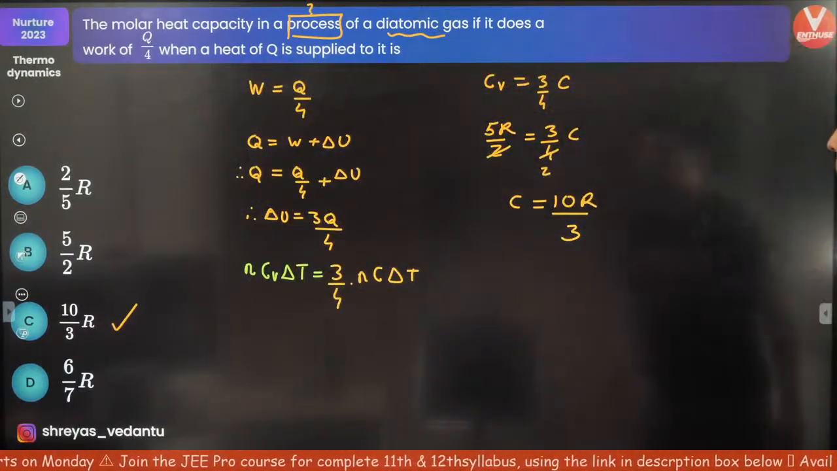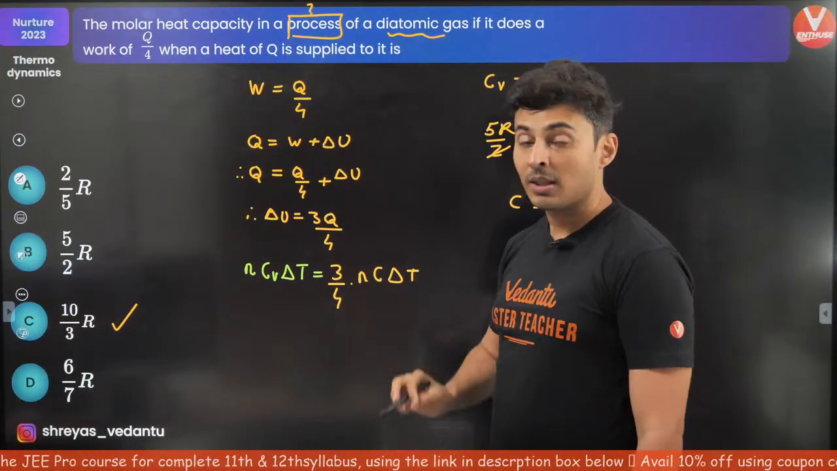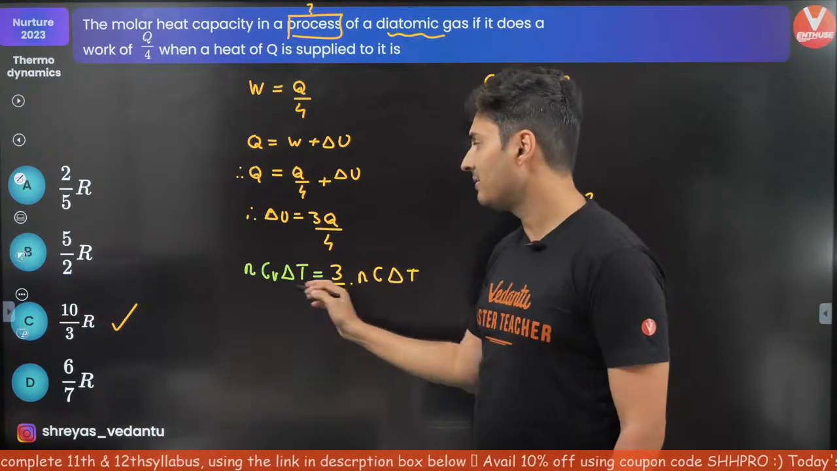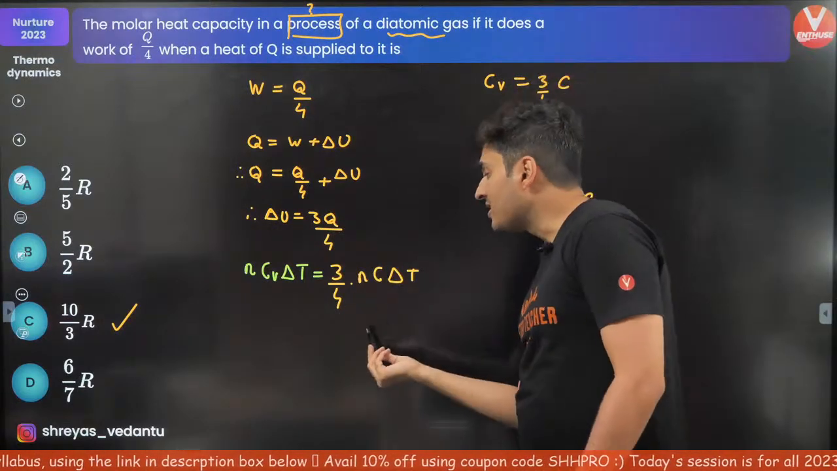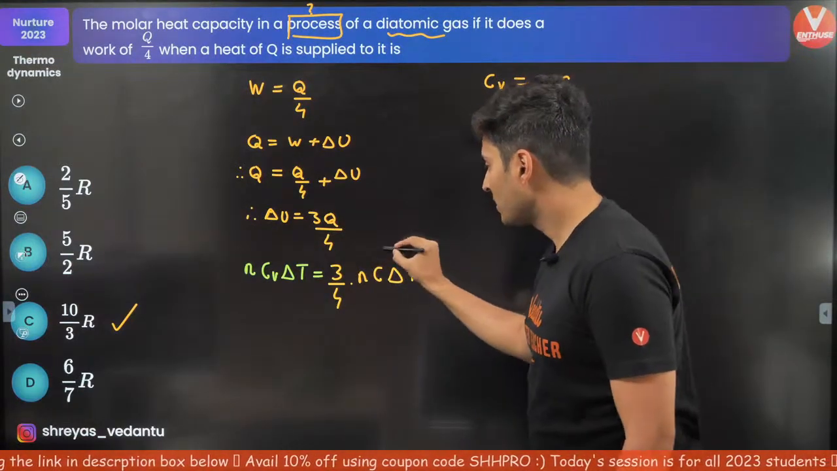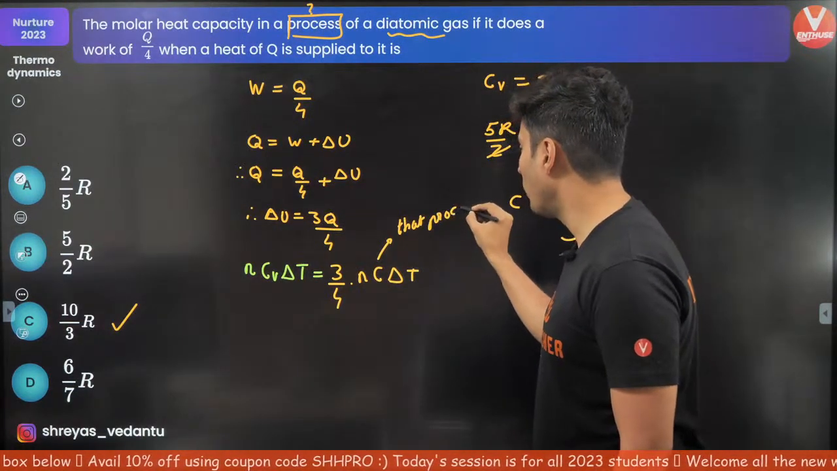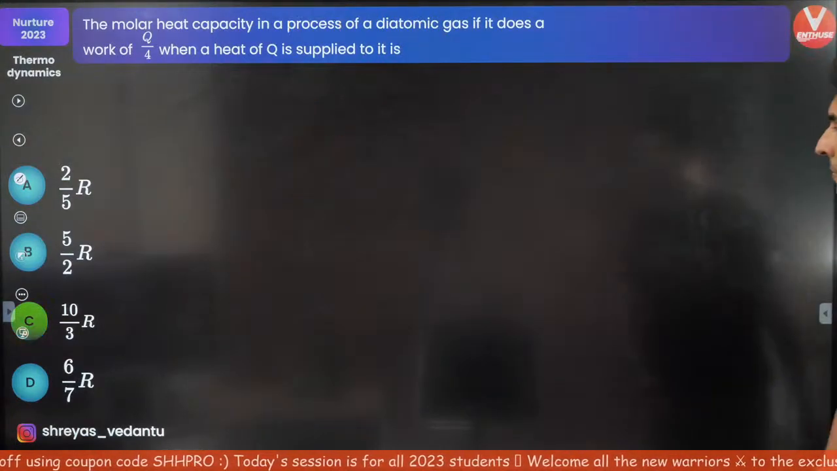Yes, Gunjan, correct. So what have we done? Using the first law, we found delta U. Next, by definition, delta U is nCv delta T. Q, depending on the process, will be nC for that process. That C is for that process. Remember that. I don't know what process it is, and the rest is simple.